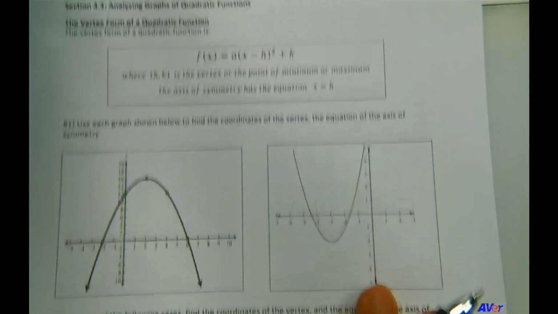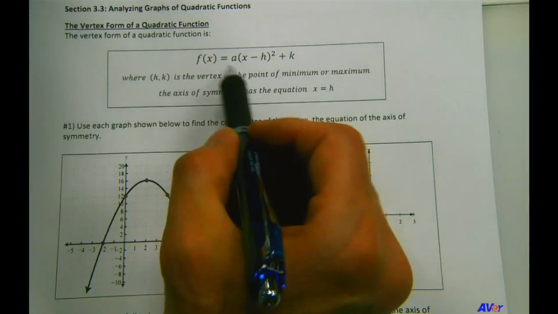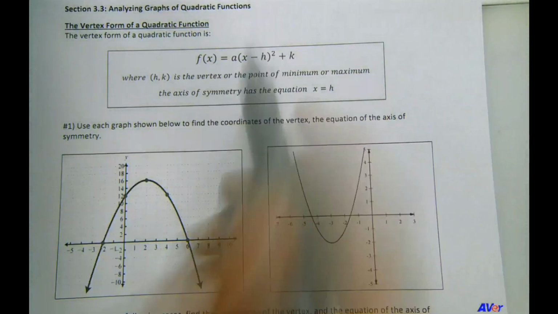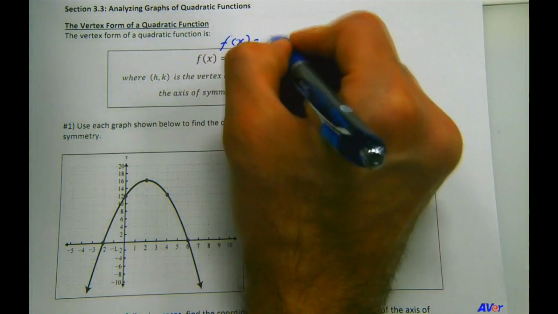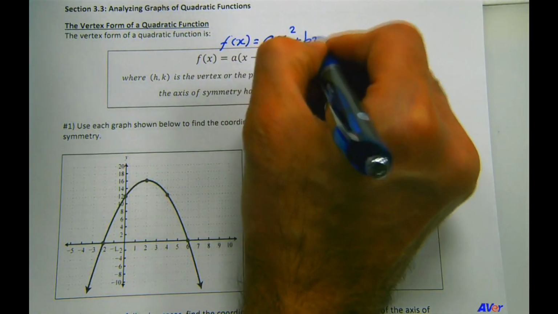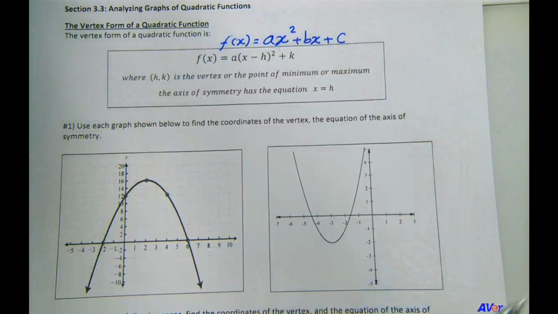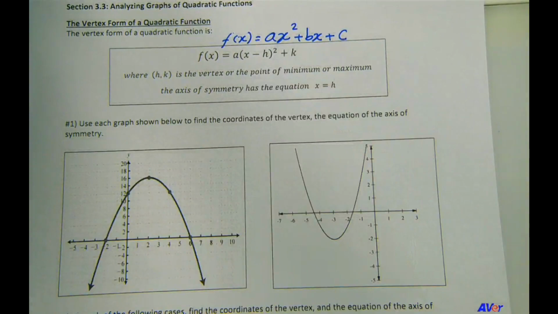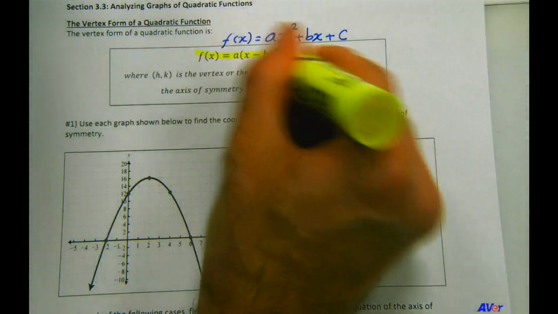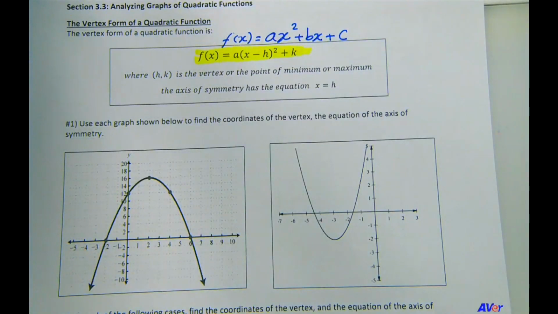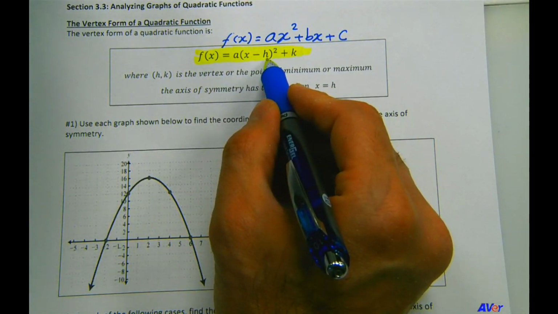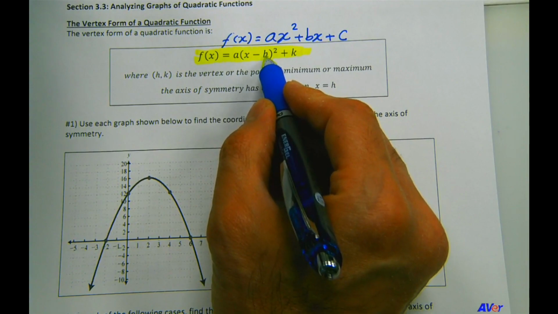Okay. Now, one form of a quadratic function that you're familiar with is this form, right? f(x) = ax² + bx + c. That's one form of a quadratic equation. But the part that you see here, right underneath it, is another form of writing the quadratic equation. The benefit of writing the quadratic function in this form is that right away you can tell what the coordinates of the vertex are.